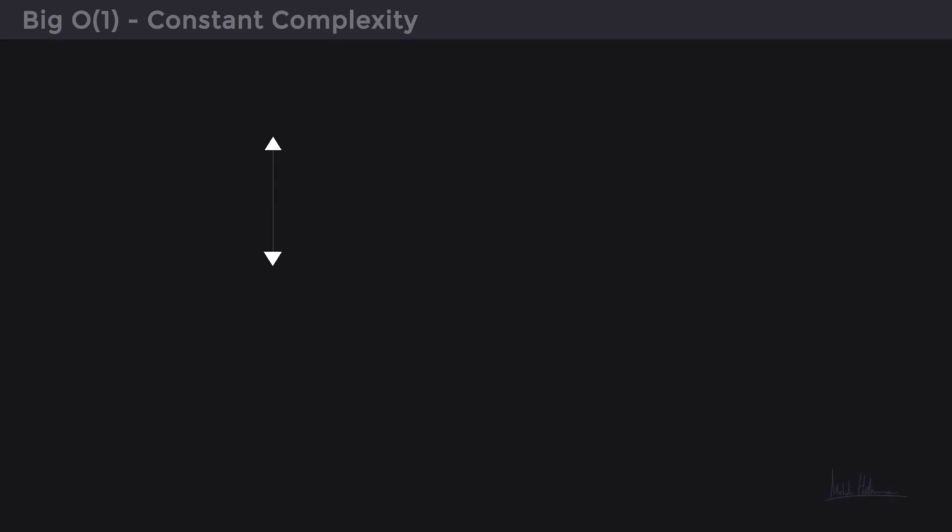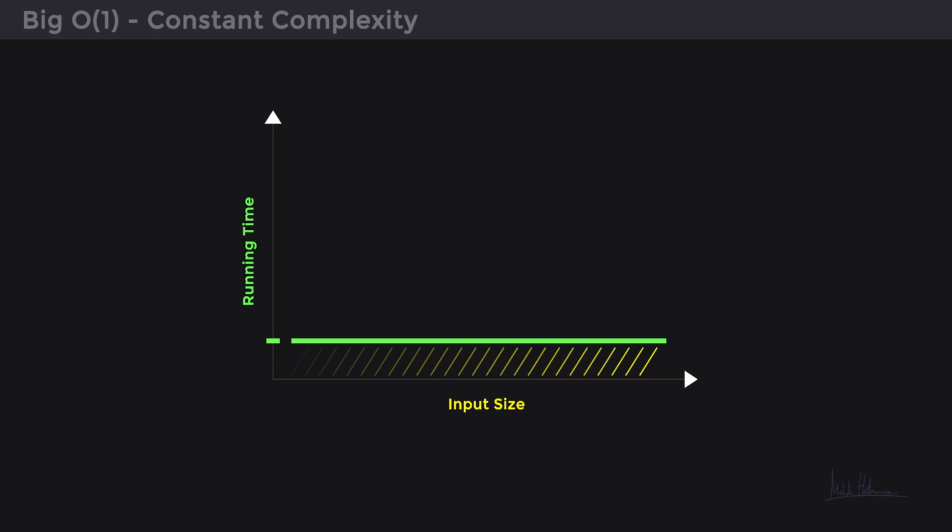To summarize, please note that in time complexity with Big O of 1, the time taken is always constant. This means that regardless of the number of inputs, the time required for an algorithm to run remains the same.